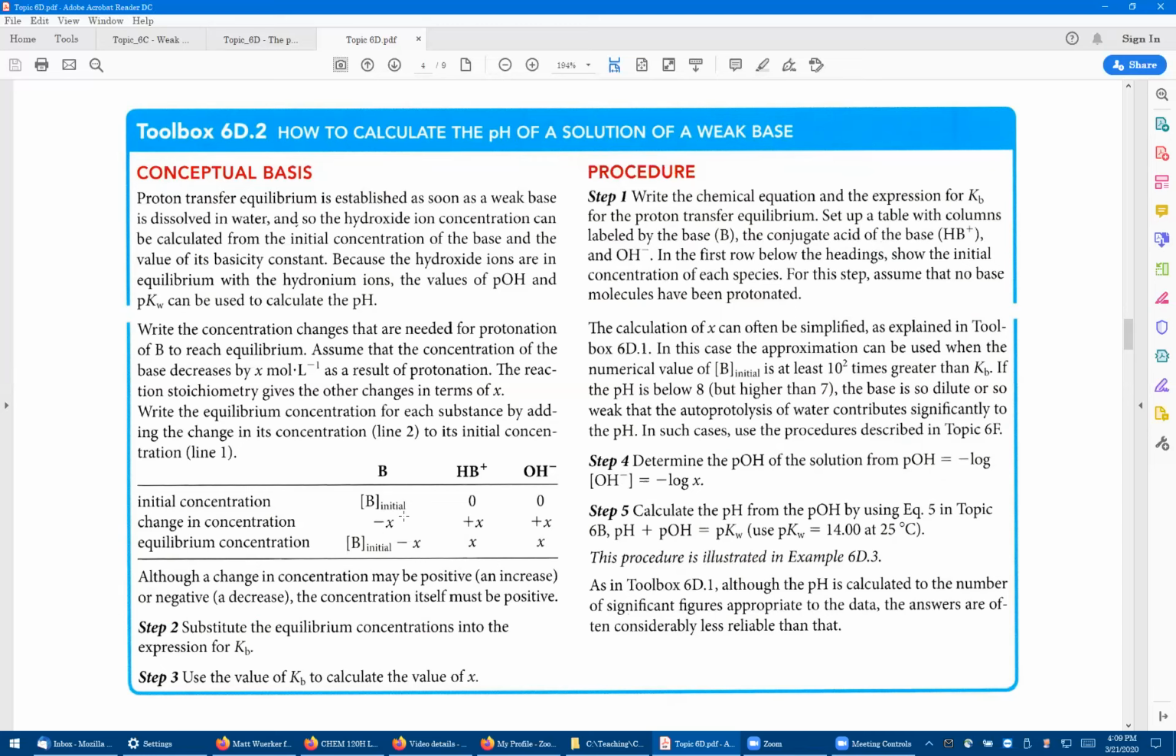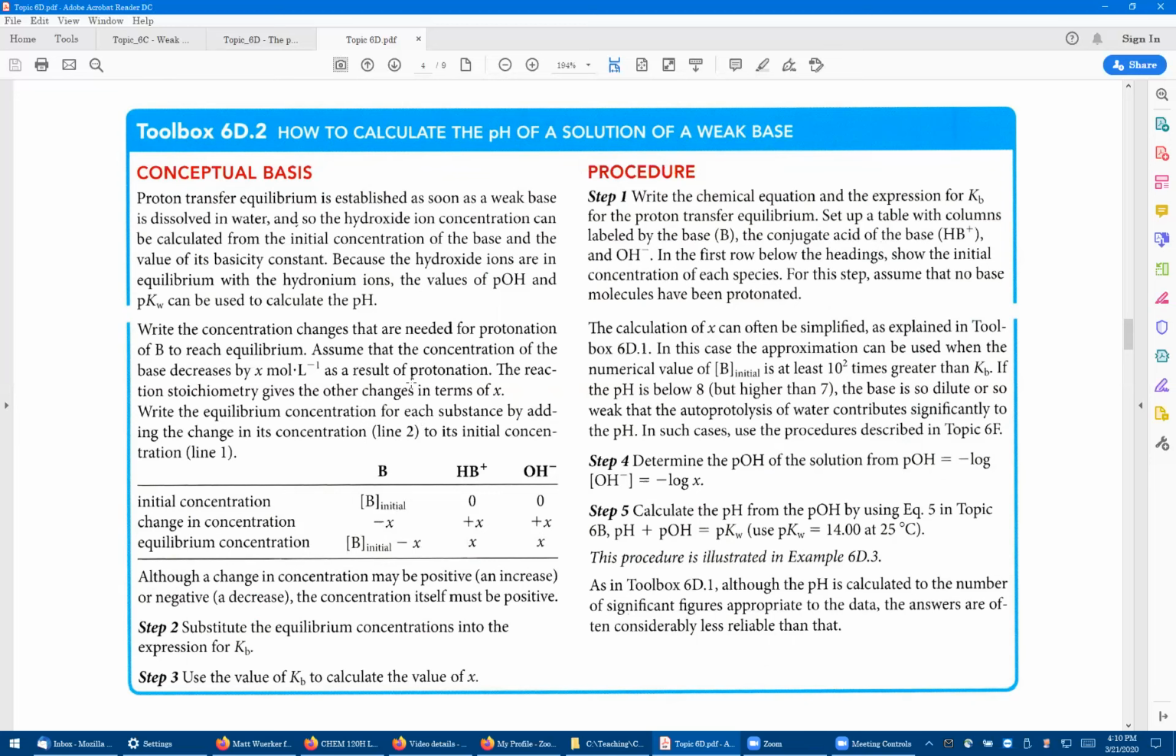So again, using that same procedure, we can just say that the change in concentration of the base is minus X, and the increase in concentration of these two components are both plus X. So at equilibrium, the concentration of B is the initial concentration minus X, and the concentration of both HB+ and OH- are both X. And so we can use the same approach then to set up the equilibrium constant expression.